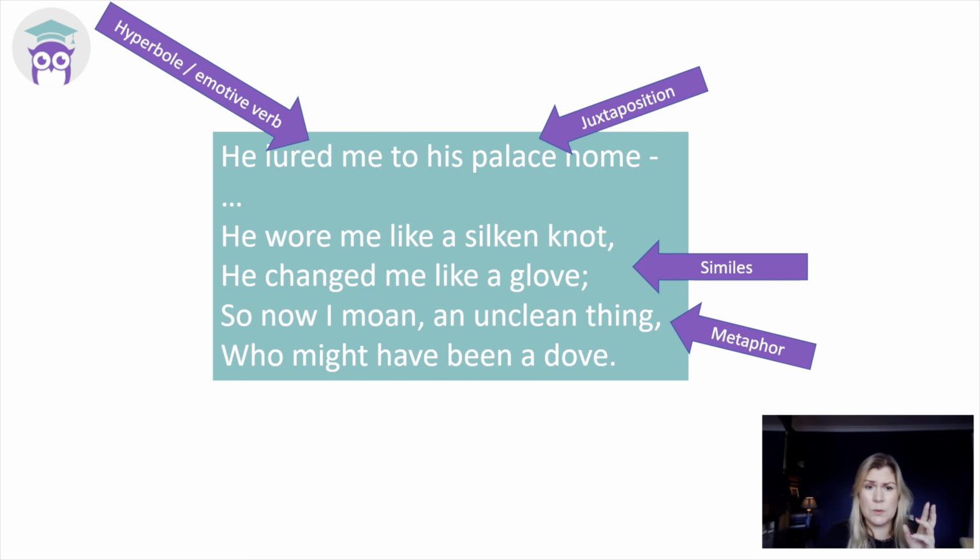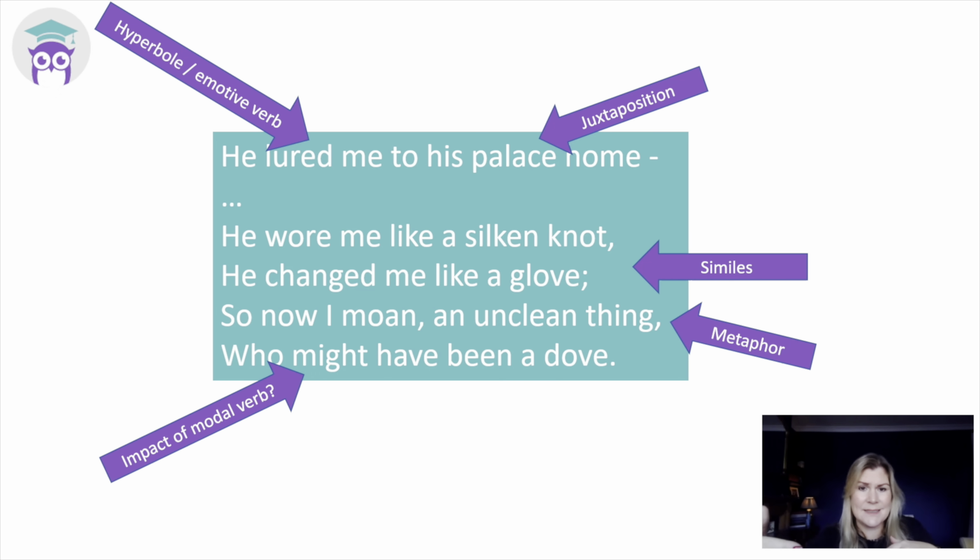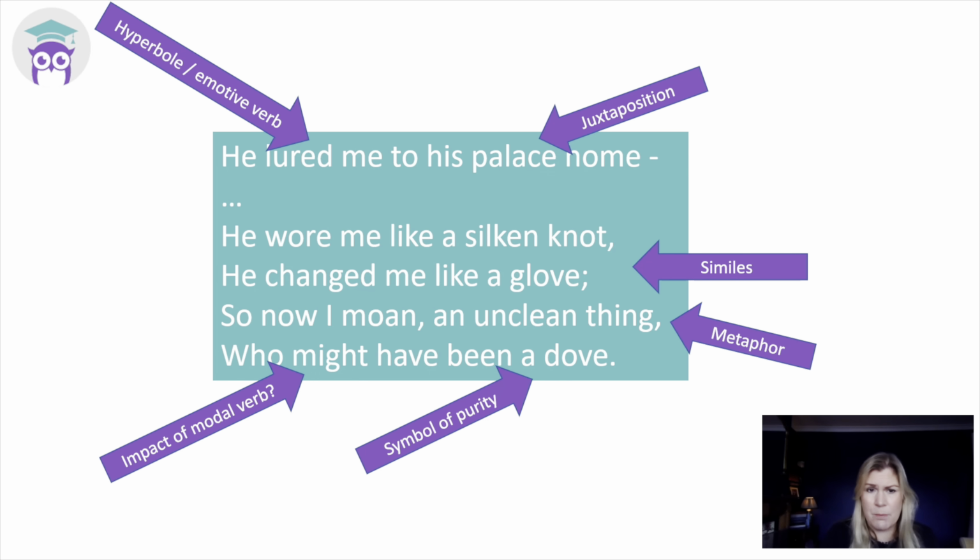But what's more upsetting is that she might have been a dove, being a symbol of innocence and purity, a very well-known symbol. And we've got this modal verb being used here, "might." It's saying that she had this potential to remain good and pure, and he took that away from her. And you've got the juxtaposition again between the unclean thing and the dove. So the reality of her situation versus her potential of what she could have been had this great lord left her alone.